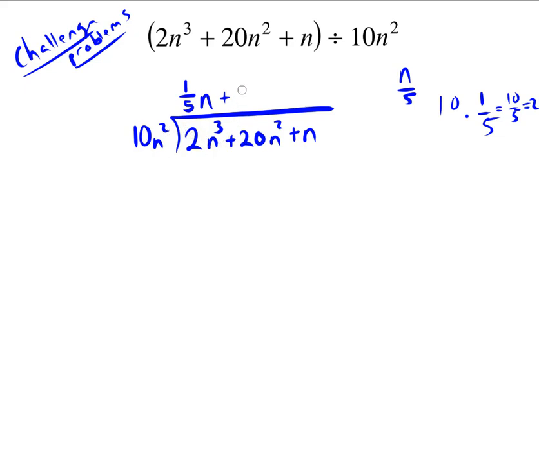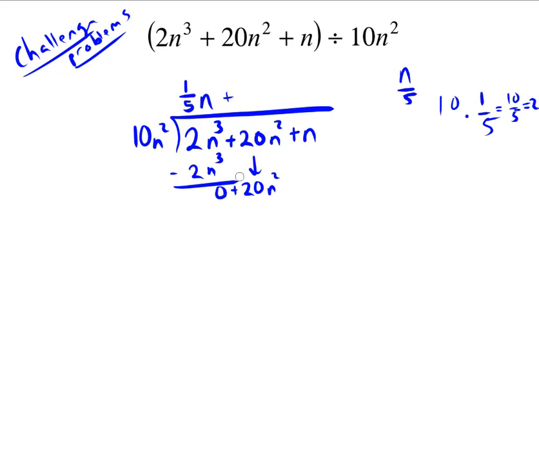10n squared goes into 20n squared a total of 2 times, right? I don't need anything else. So 2 times 10n squared is equal to 20n squared. Oh, what am I doing? I did it right, I just needed to actually write down my stuff here. So 2n cubed is what I did end up with, right? And I subtract and I get 0. Then I bring down the 20n squared, right? Okay, now we're good.